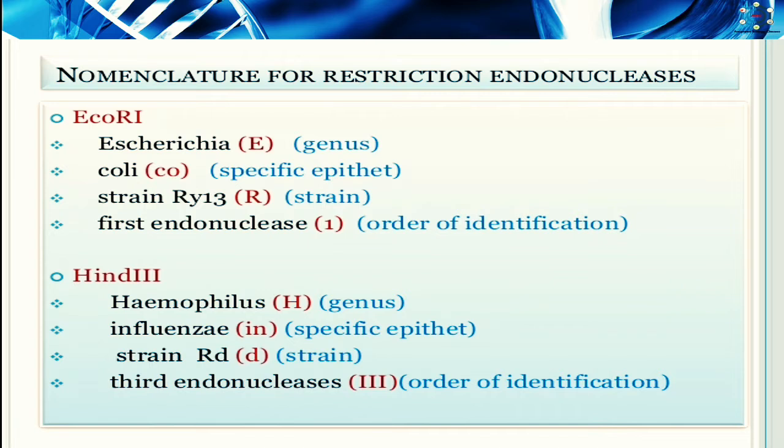Now you can see the second example, that is HindIII. So HindIII is: H from the genus name Haemophilus, in is the specific epithet, d means the strain, and the III means the order of identification. So for Haemophilus influenzae, the name here is HindIII.